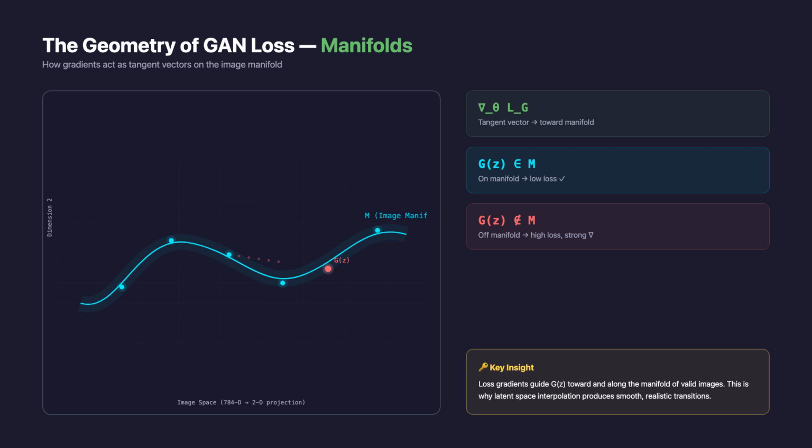As training progresses, g of z moves along the manifold, sliding across valid image space. The tangent vector keeps g's updates on the surface, not flying off into noise. This is why smooth latent space walks work. The generator learns the geometry of real images.